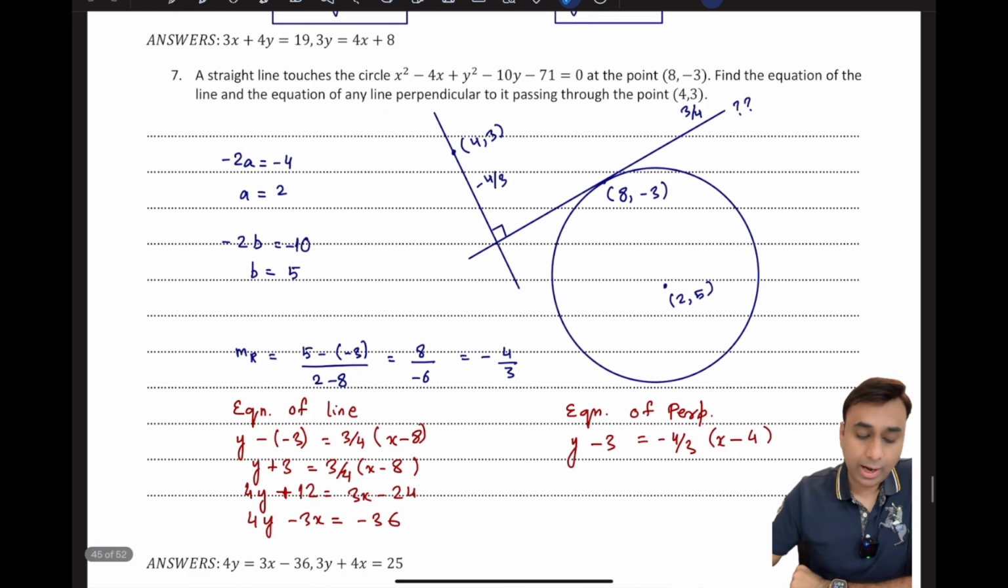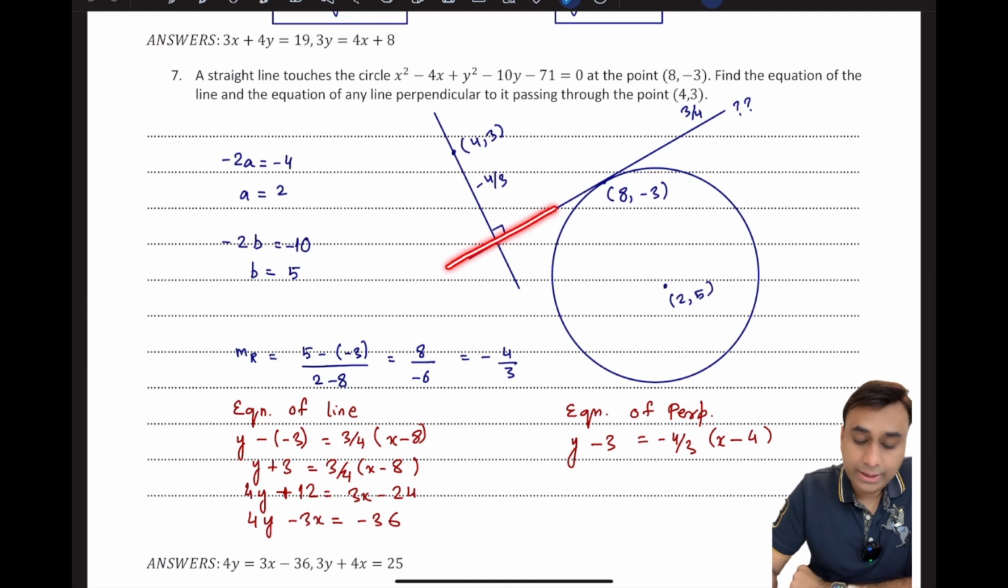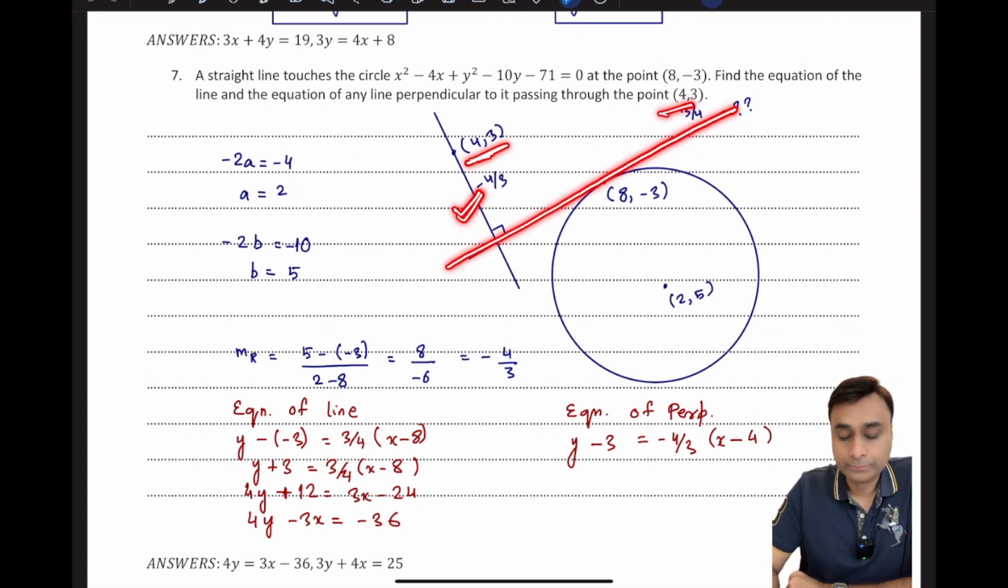Similarly, let's have a look at another question. This is the equation of a circle. There's a straight line that touches the circle at the point 8, minus 3. So this is the point at which the tangent is being drawn. And I have to find the equation of this tangent and also another line that's perpendicular to the tangent but passing through a given point, that is 4, 3.